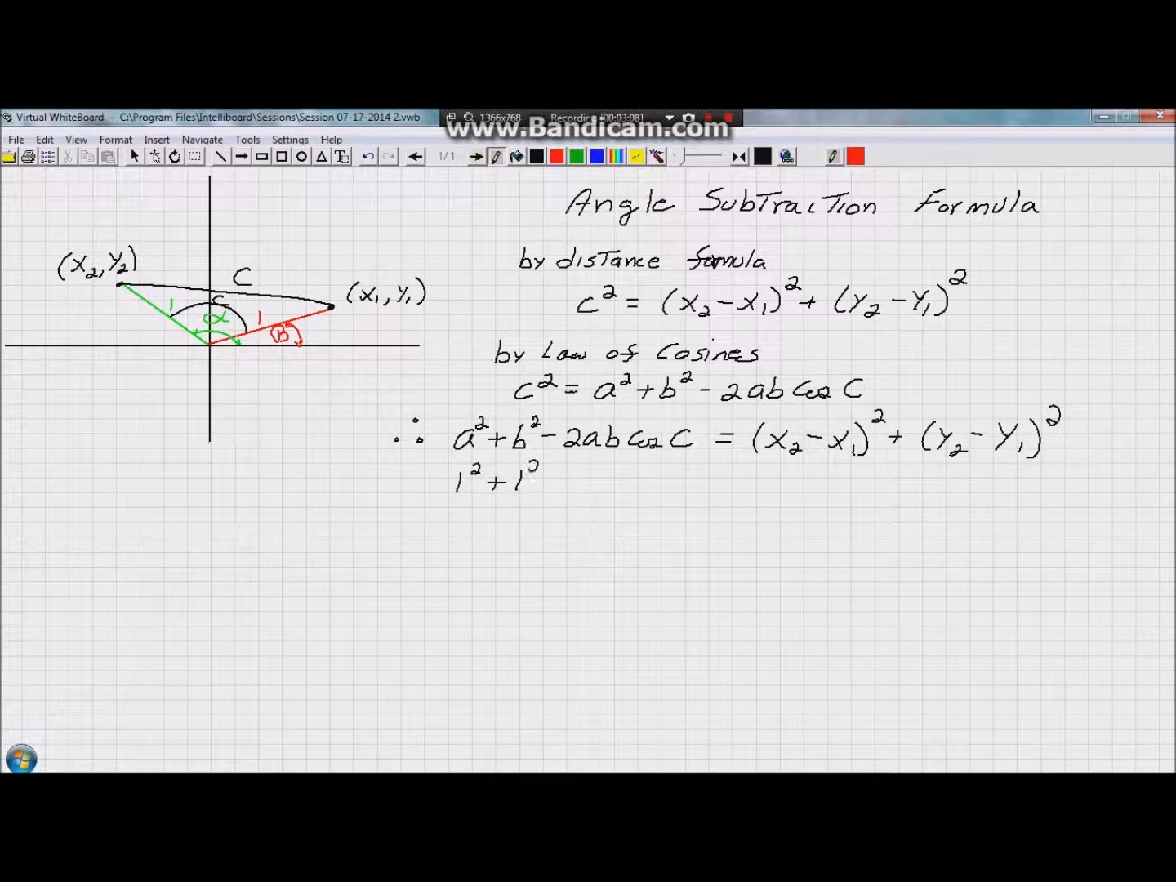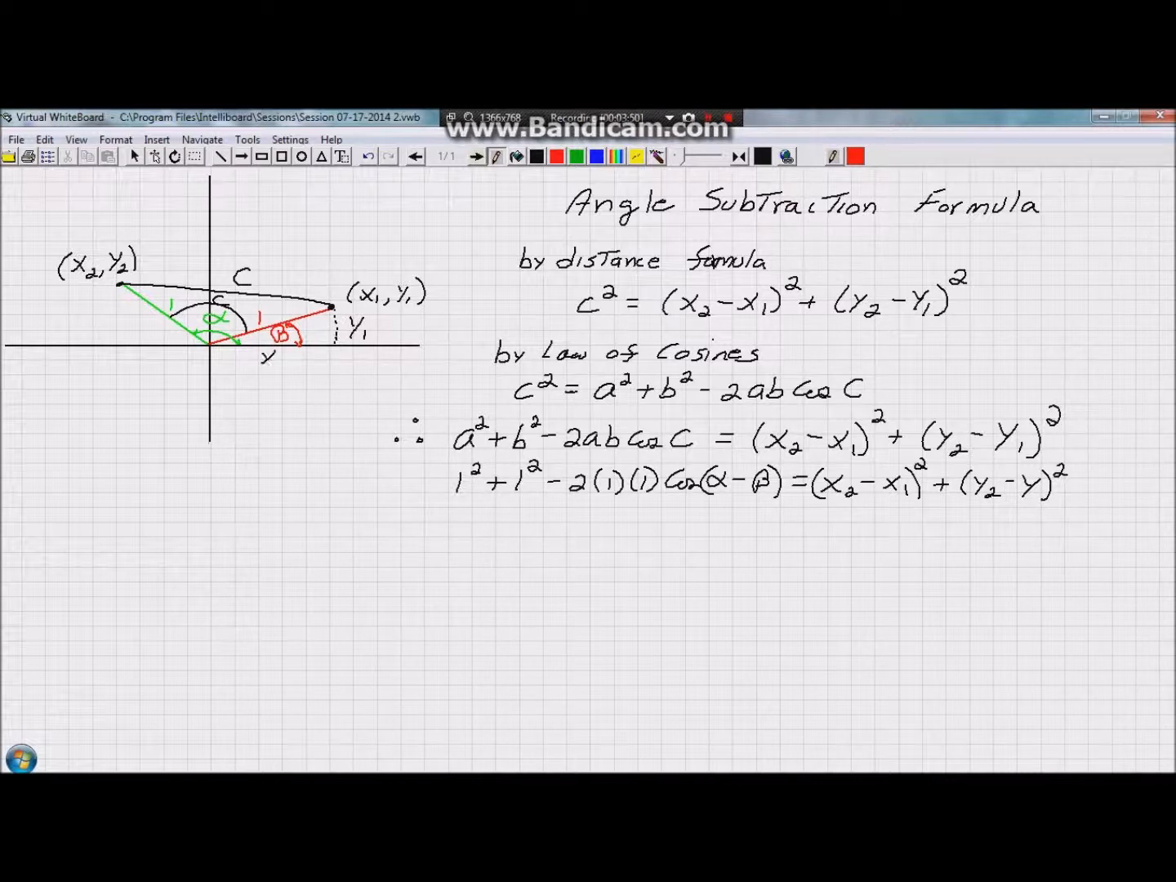First, I'm going to set A equal to 1 and B equal to 1 from the triangle to the left, and I can take my law of cosine formula and make it 1 squared plus 1 squared minus 2 times 1 times 1 times the cosine of alpha minus beta, which is the same as angle C.